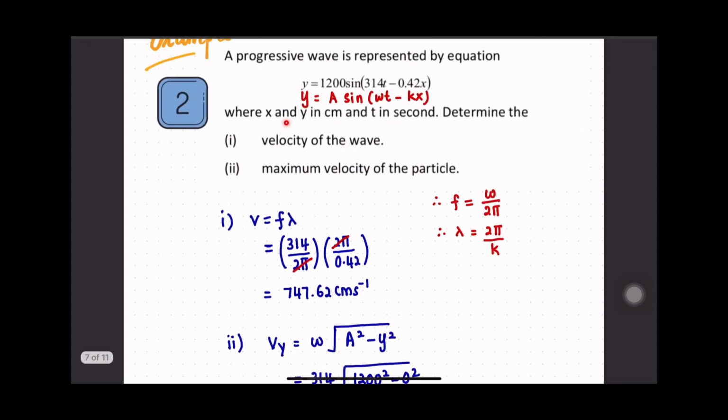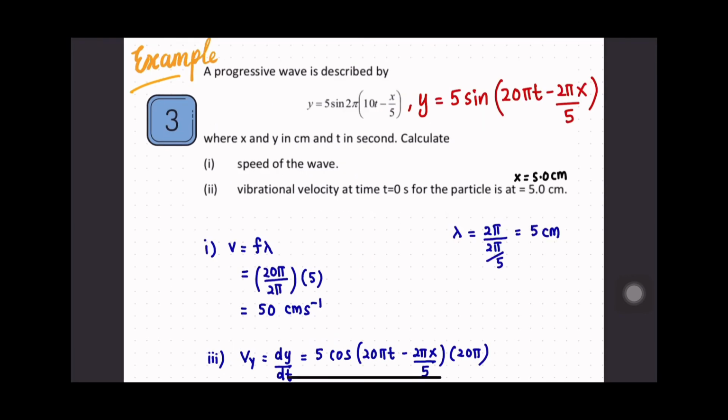Dia cakap kat sini apa okay, tak boleh main teka lah. Kena tengok. Okay, for this question is bagus because dia bagi equation, nampak tak 2 pi dekat luar. So kalau student dia tak perasan, dia akan mungkin jawab salah lah. So kalau you ada soalan macam ni, you kena tukar dulu 2 pi ni, masukkan kat dalam supaya dia jadi dalam sebutan general equation y equal to a sin omega t minus kx.